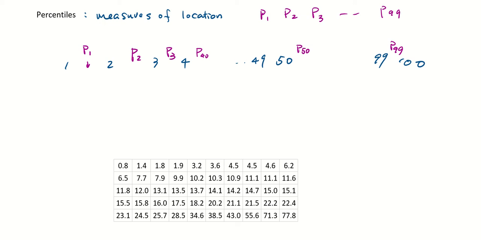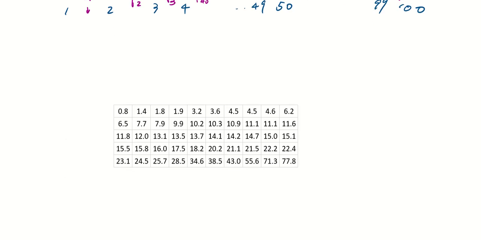So how do we find the percentile of a specific value in a data set? Take this data set, for example. Say I want to find the percentile of this number, 14.2. First of all, you want to count how many numbers there are less than 14.2. So 1, 2, 3, 4, 5, 6, 7, 8, 9, 10. Each line is 10. So 20, 1, 2, 3, 4, 5, 6. So there are 26 values that are less than 14.2.